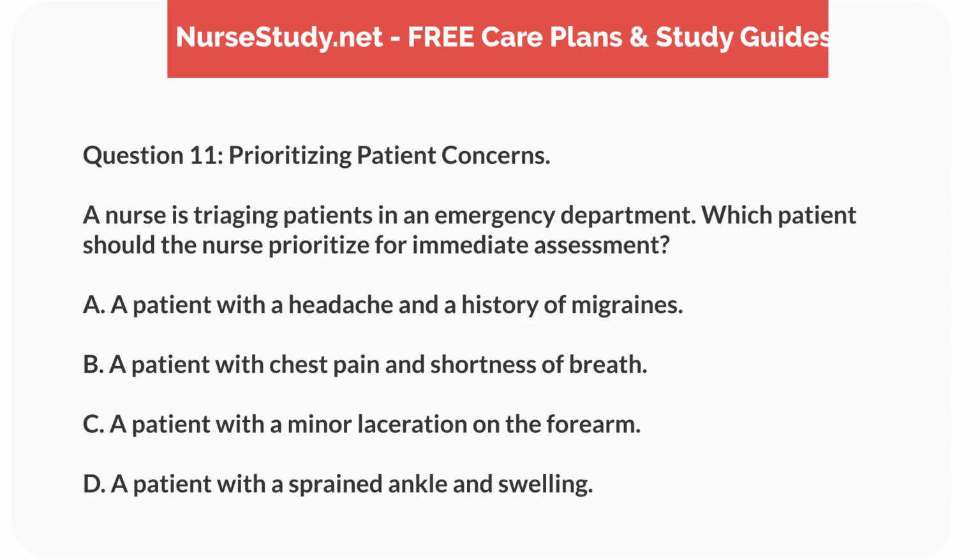A nurse is triaging patients in an emergency department. Which patient should the nurse prioritize for immediate assessment? A. A patient with a headache and a history of migraines. B. A patient with chest pain and shortness of breath. C. A patient with a minor laceration on the forearm. D. A patient with a sprained ankle and swelling.